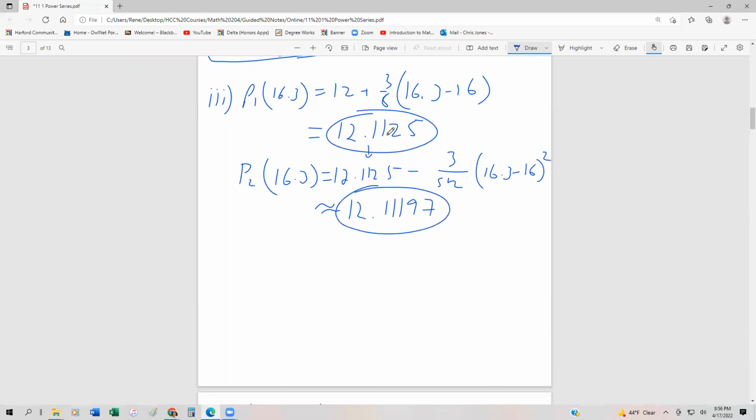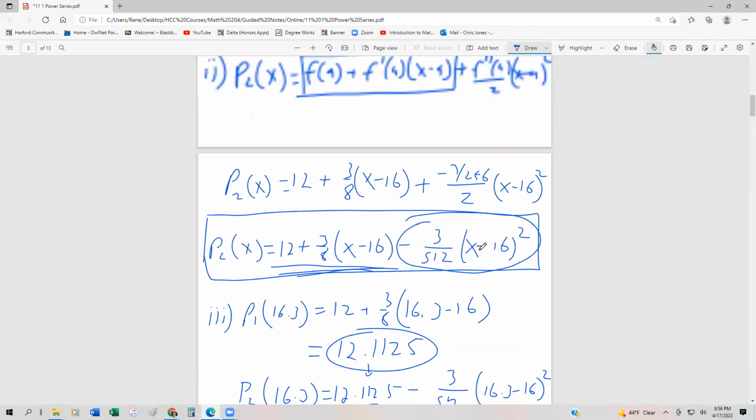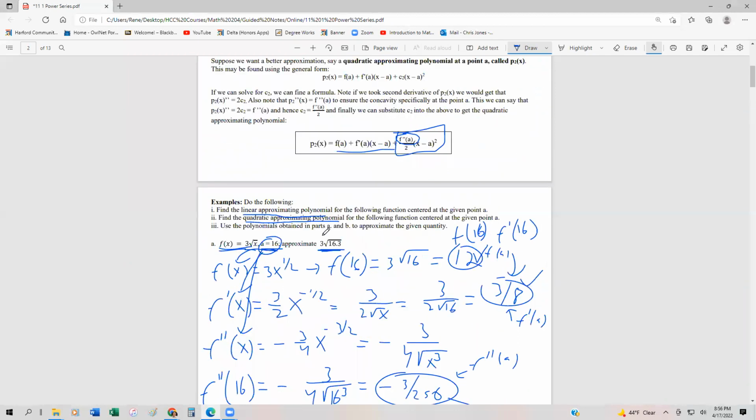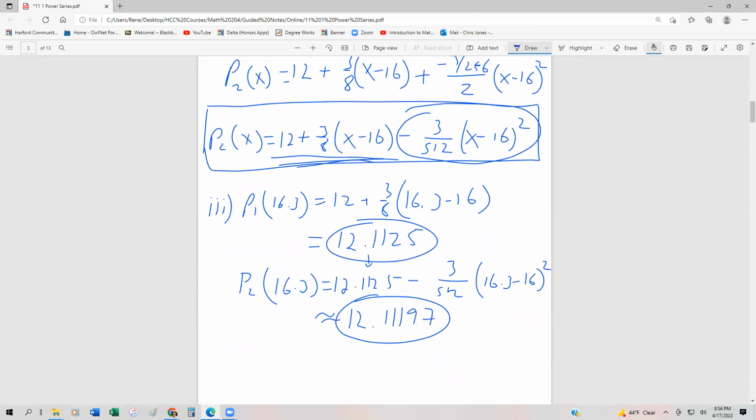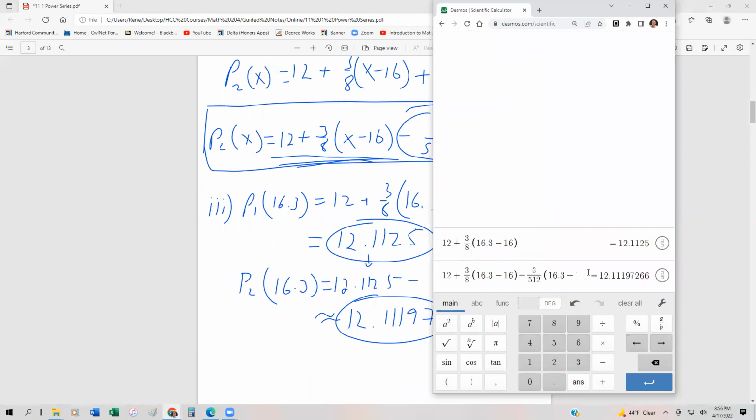So let's just hold these two numbers. They're pretty close to one another. Now, remember the original thing that we were trying to approximate, this 3 roots of 16.3. Well, if this were 16, that would be 3 times the square root of 16. 3 times 4 would be 12. So the number has to be pretty close to 12. So these look like they make sense, but let's just go ahead and throw it in the calculator and see how close we actually get.